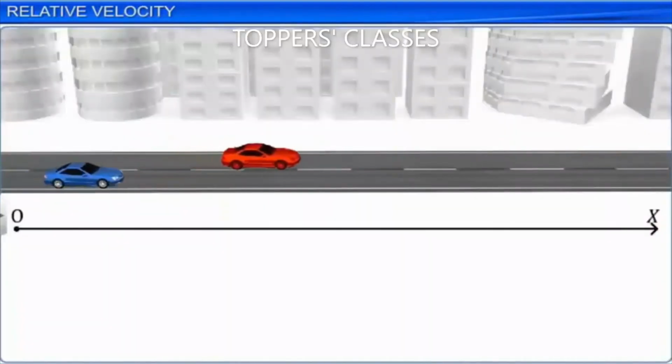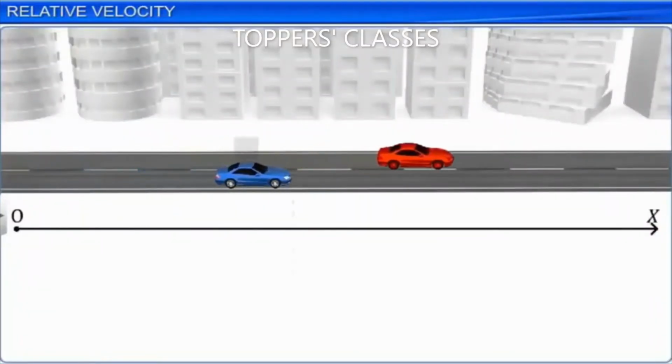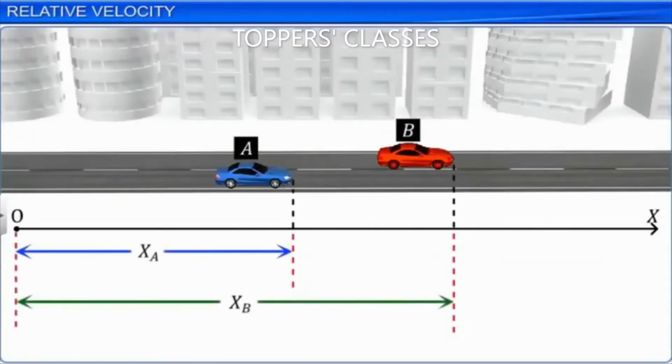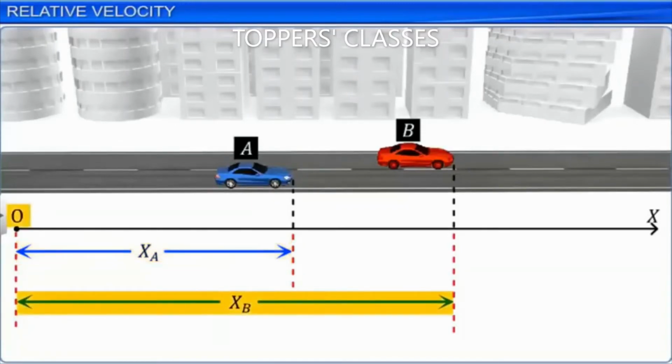Let's consider two bodies, A and B, moving along the same straight line. At an instant, their position coordinates are x A and x B respectively. This implies that A is at a distance x A with respect to origin O, and B is at a distance x B with respect to the same origin O. This implies that the distance is measured with respect to the fixed point O, which is the origin.